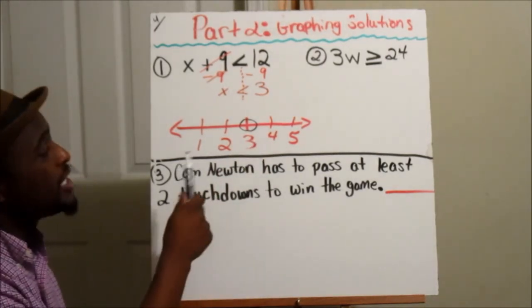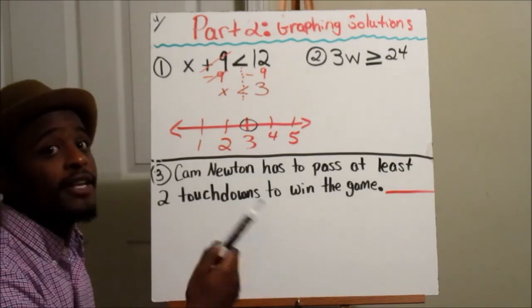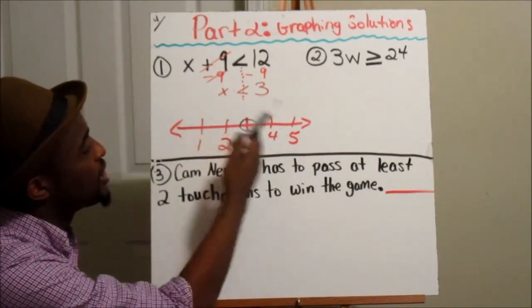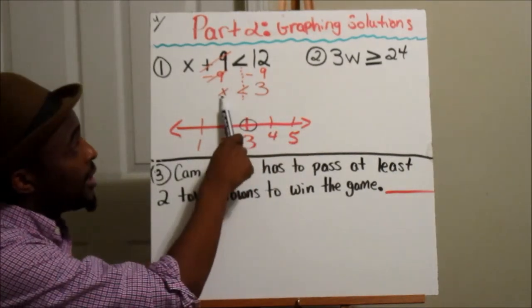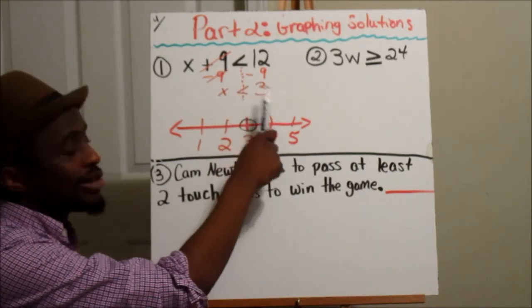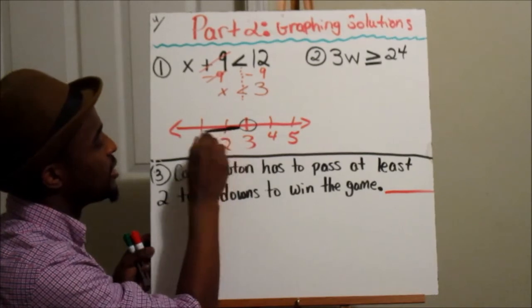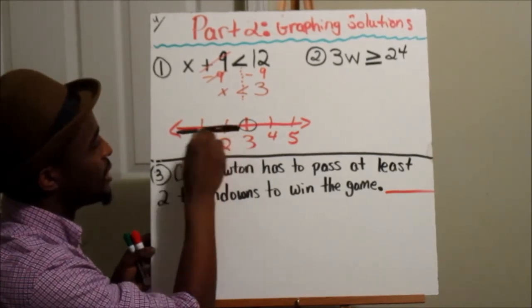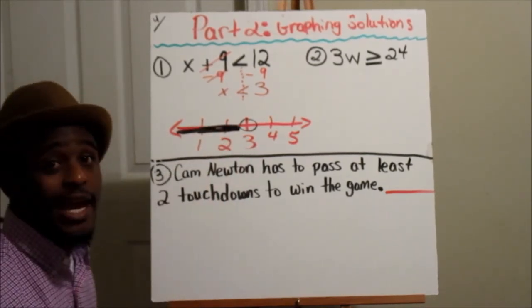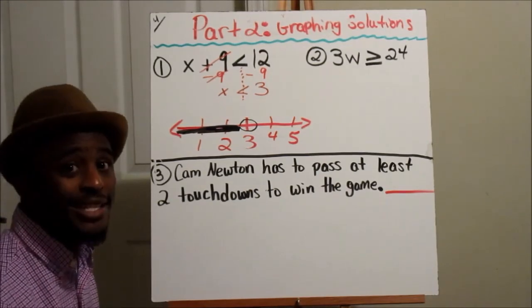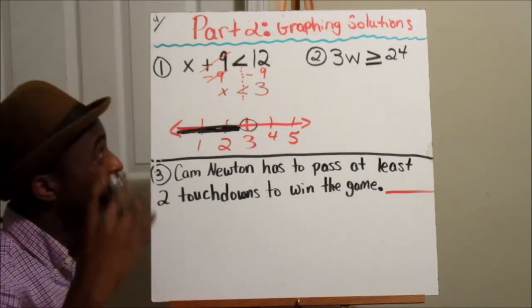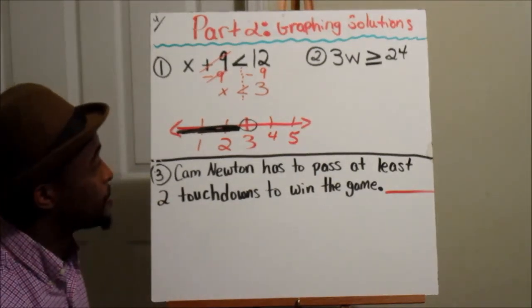Alright? Now we have to shade in the part that can be a solution. So which of these values can be a solution? Well, x is less than 3. So I don't want the values that are greater than 3. I want to shade in less than 3. Alright. Now if you didn't get that, pause the video, rewind, listen to that again, because you really want that to sink in and resonate in your mind, alright? You really want to get that part.